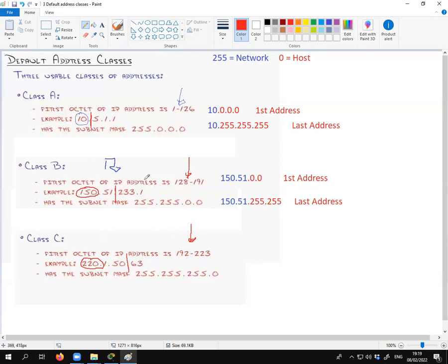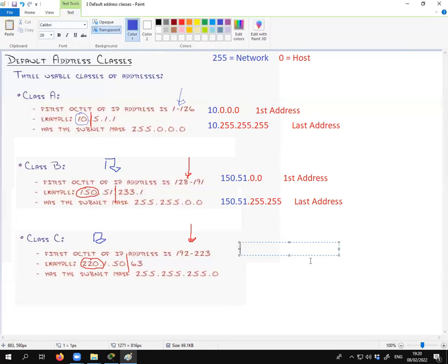So where does this PC live? What network is this PC in? 220.1.50. Yes, exactly. So this PC lives in the 220.1.50.0 network. First address.